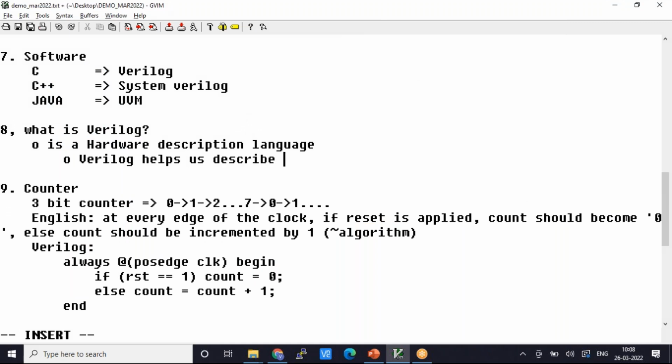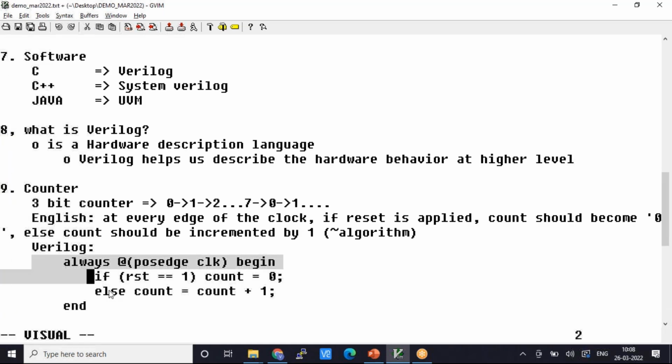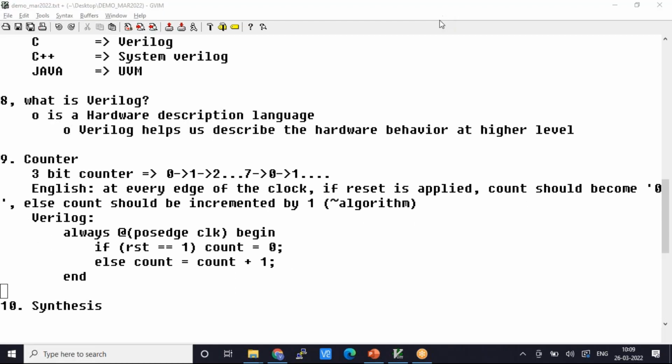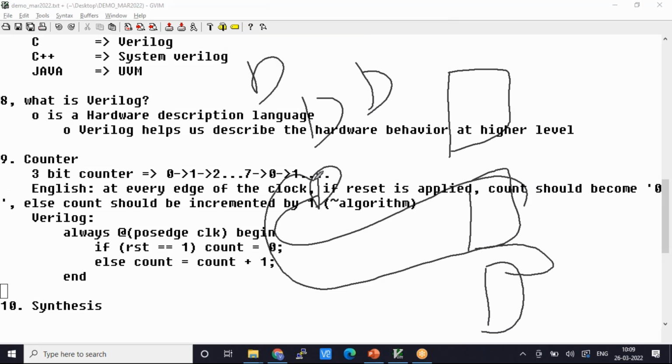Verilog helps us describe the hardware behavior at a higher level. What is meant by higher level is called as, this is called as higher level. You are able to tell whenever positive edge is equal to 1, count 0. Now the same thing will require a lot of effort if you have to do it with gates.